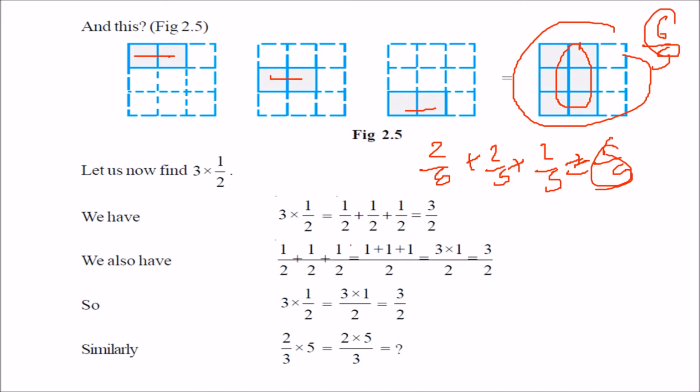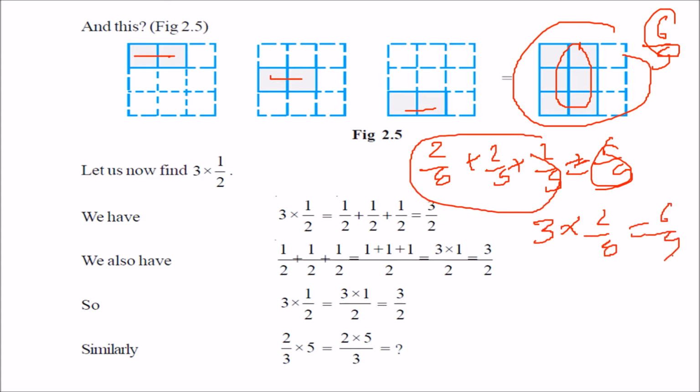So how have we done this? We have simply multiplied 2 by 9 three times. It gives you 6 by 9. So 3.5 means you are multiplying the half part 3 times. And you are multiplying 2 by 3 parts 5 times. So what you have done is 5 into 2 by 3. This is equivalent to 5 into 2 by 3.